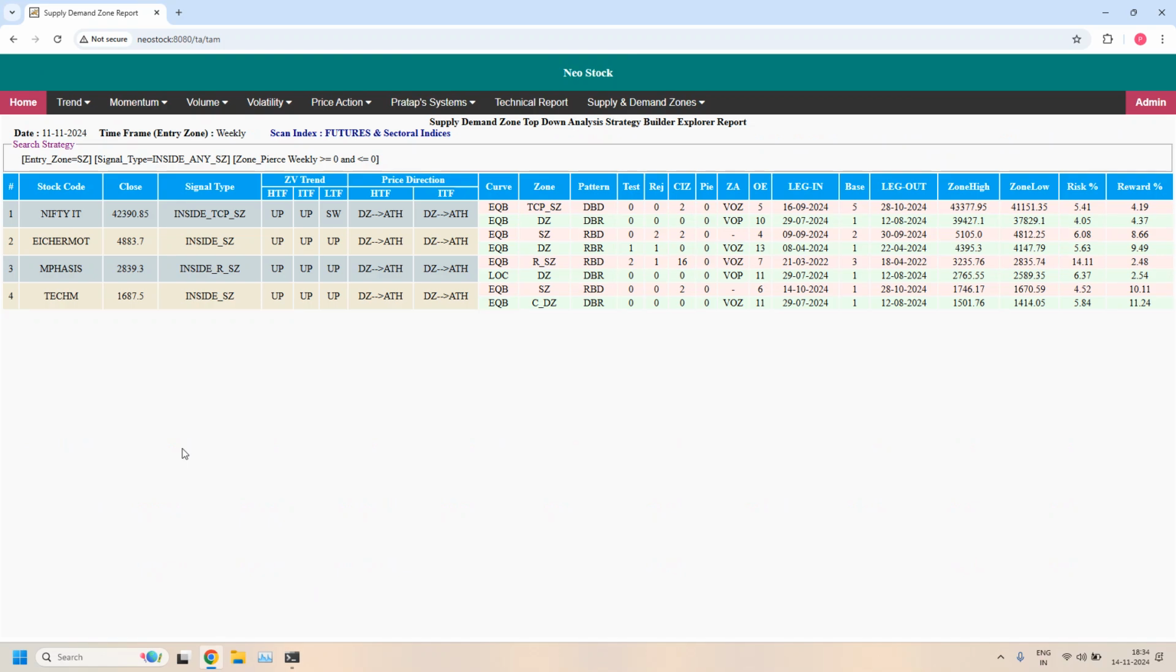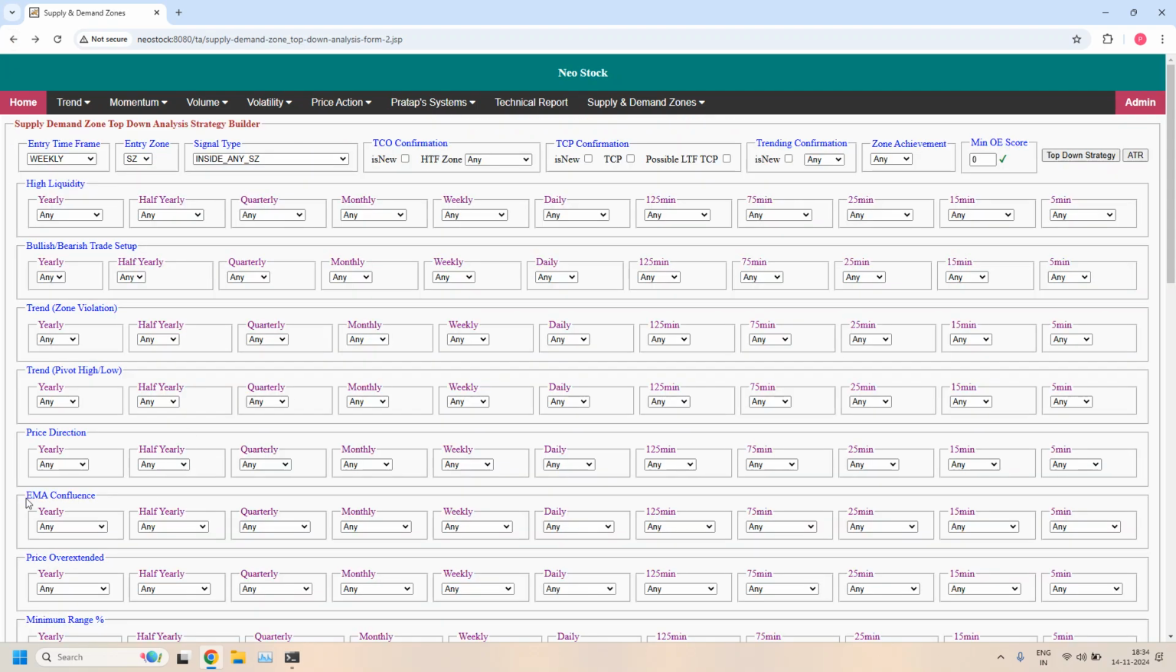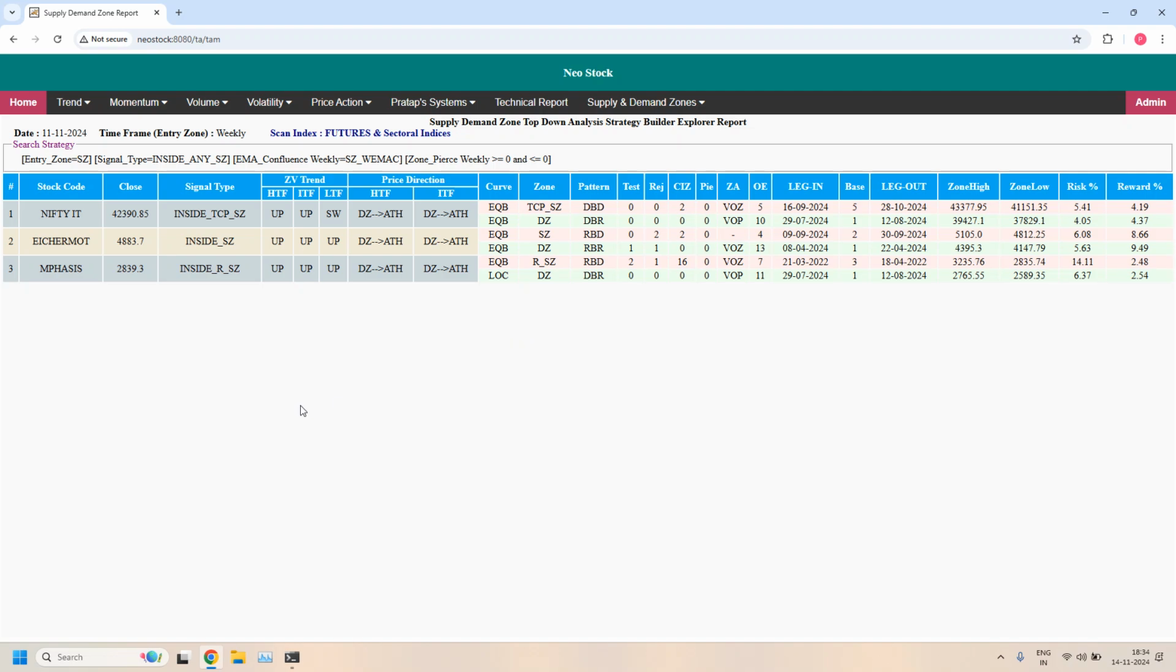Do any of these 4 weekly supply zones have EMA Confluence? Let's verify. In the EMA Confluence, weekly time frame, weekly supply zone having weekly EMA Confluence filter is set. Let's filter. 3 stocks are filtered.